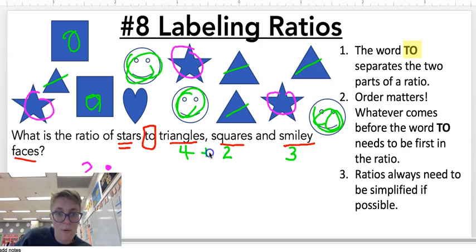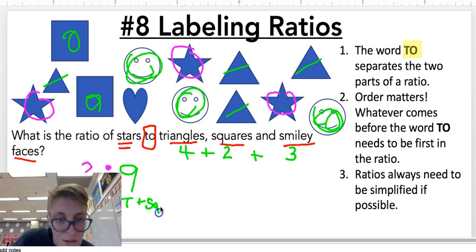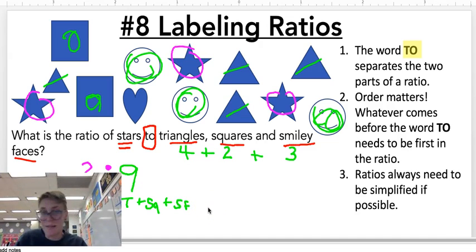I'm going to add 4 plus 2 plus 3. I don't want to make a careless mistake. 4 and 2 is 6, plus 3 more is 9. So it's 3 to 9. 9 is going to be the triangles plus the squares plus those smiley faces. Okay, so this is 3 to 9. I'm going to write this over here in a different color just so we can see the different layers. This is 3 to 9.